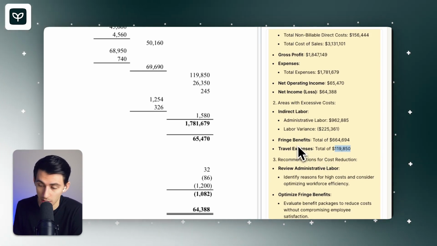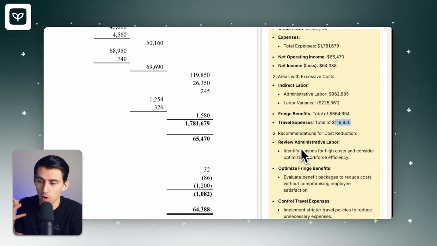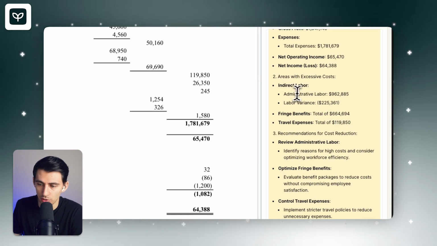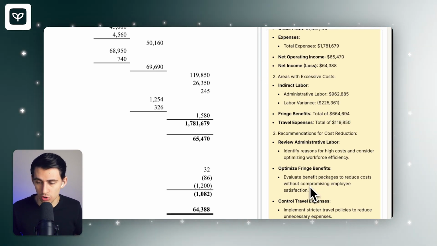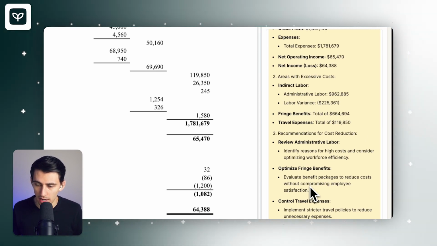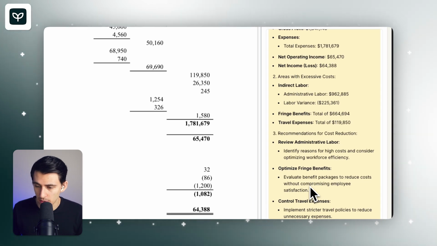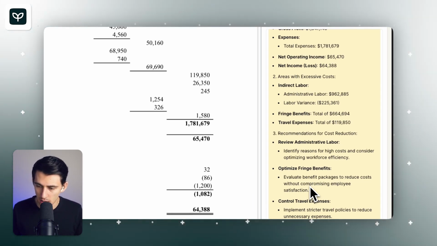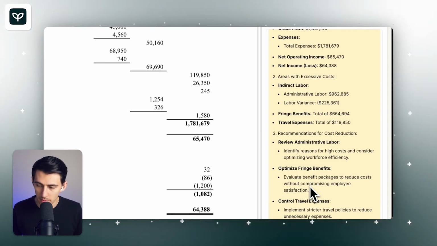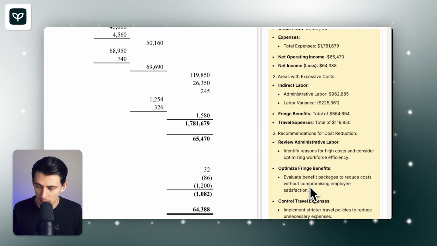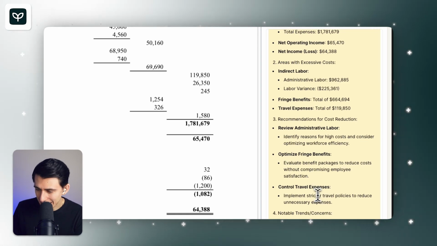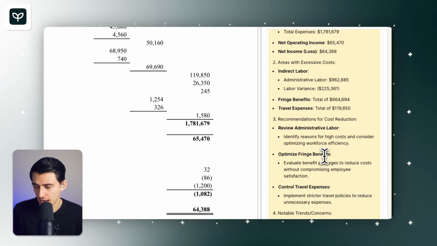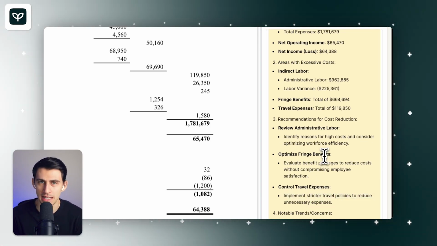Recommendations for cost reduction, which is nice for those of us that want recommendations outside of just general number finding. This is true analysis. So as you can see here, it says reduce administrative labor. So identify reasons for high costs and consider optimizing workforce efficiency. A lot of AI agent stuff out there now. We can probably limit the amount of administrative costs there. Optimize fringe benefits, evaluate benefit packages to reduce costs. That's fair. And control travel expenses. Yeah, I'm gonna need stricter policies on how much these guys are getting for their per diem on these trips.